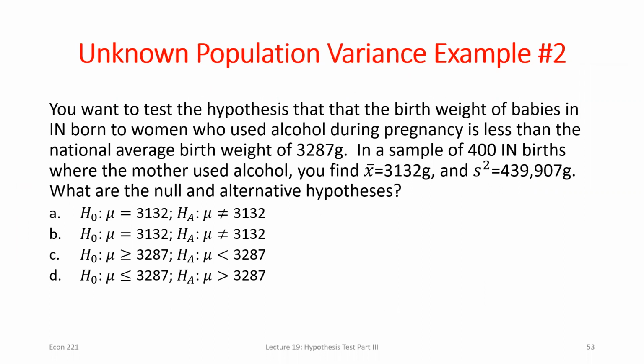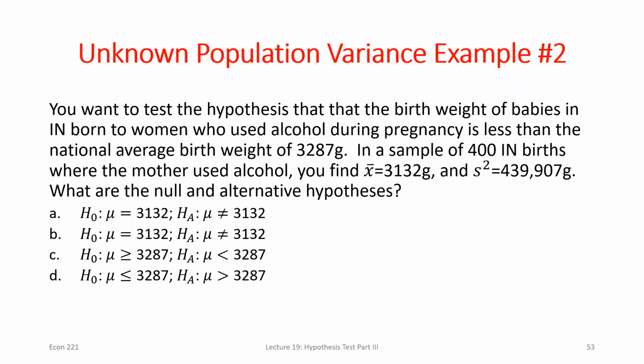I'm trying to test for whether or not the birth weight of babies born to mothers who smoke while pregnant is less than this national average of 3,287, right? Seems like a pretty reasonable thing that I might want to test for, right? So here, what I want to test for is my alternative hypothesis. So my alternative hypothesis would be what here? That the true population mean is just less than 3,287, right? Whatever I'm testing for, that's my alternative hypothesis.